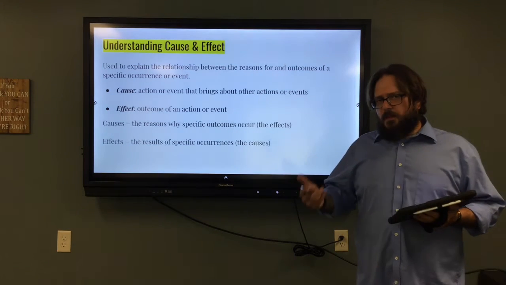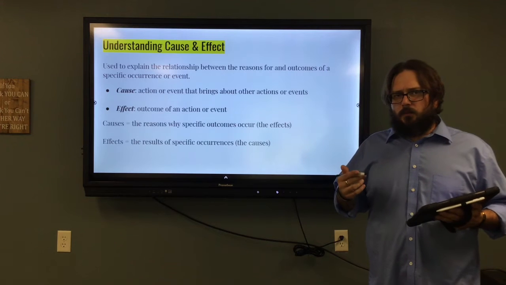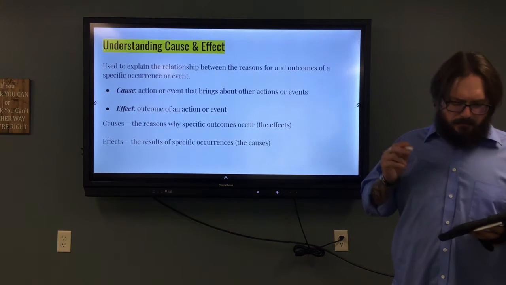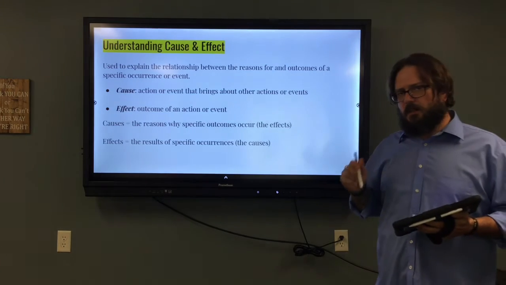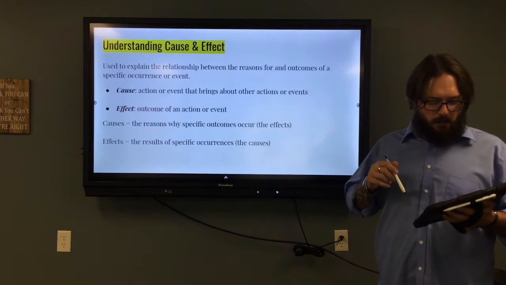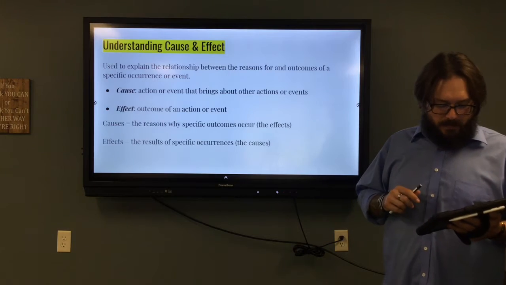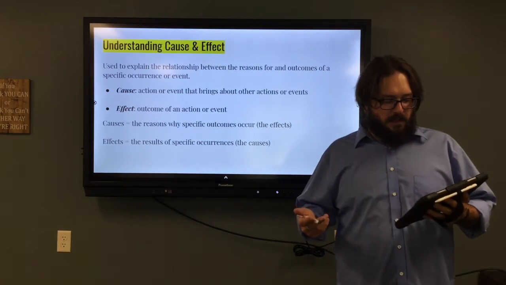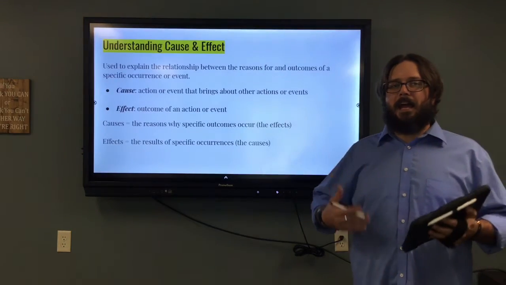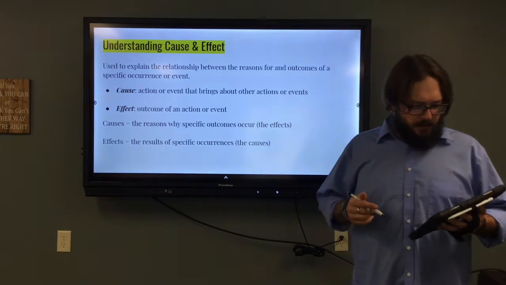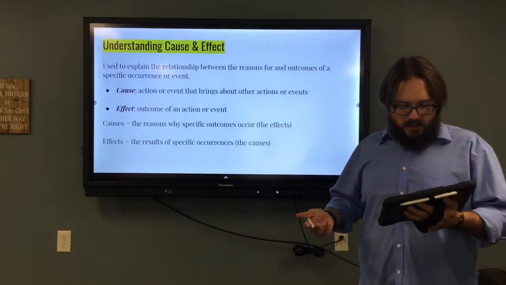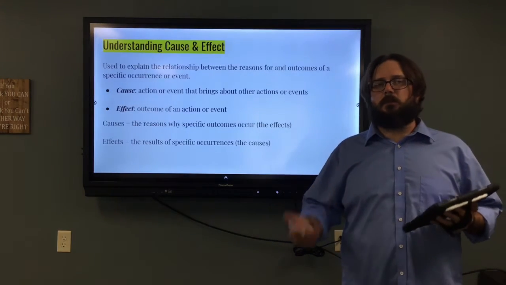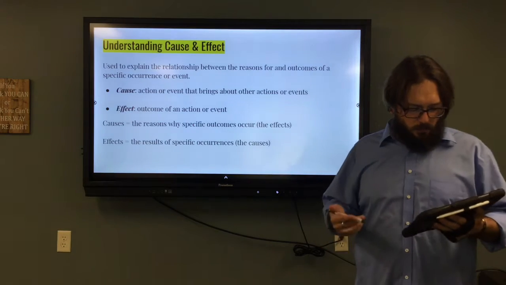So cause and effect is used when the author wants to explain the relationship between the reasons for and outcomes of a specific occurrence or event. So the cause is the action or event that brings about other actions or events. And the effect is the outcome that takes place as a result of the action or event.